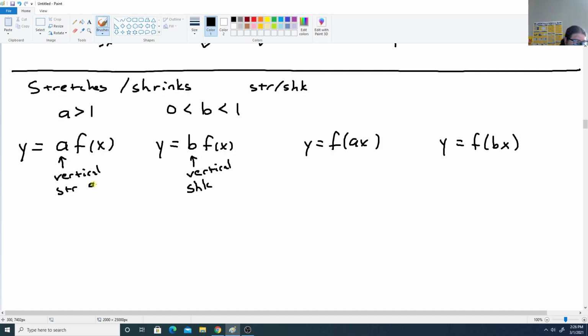It should be vertical stretch by whatever the a value is. So if a is 2 or a is 3, this would be a vertical stretch by 2 or 3. So if b is a fraction, like a half or a third, this will be a vertical shrink by the b value, like a vertical shrink by a half or a third. If you're inside, it's horizontal and it works the reverse of how you'd expect.